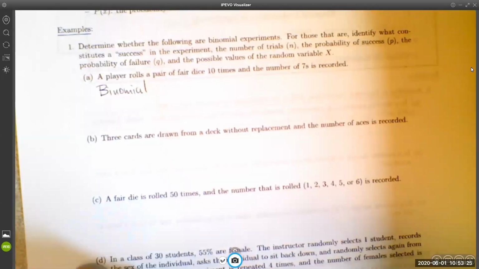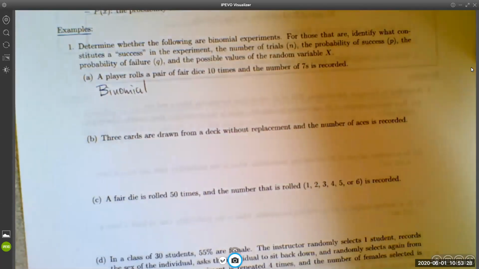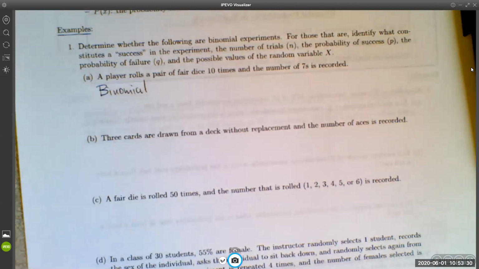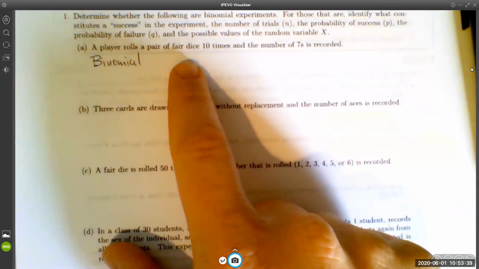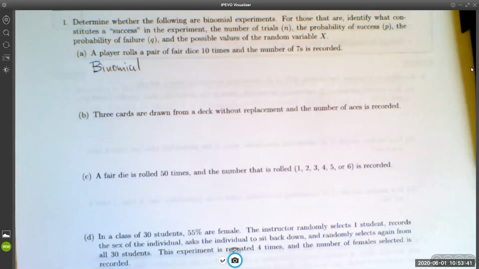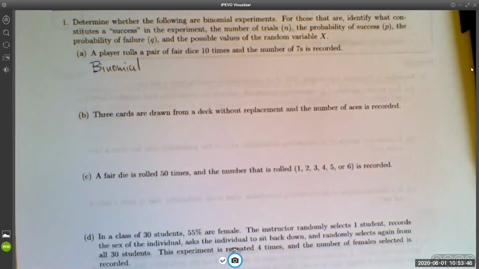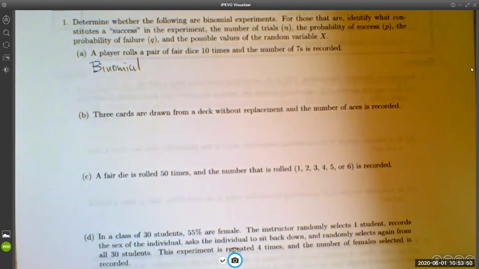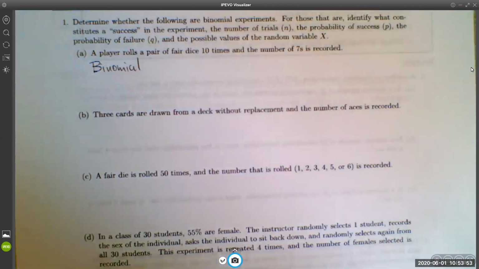When they say the number of 7s, what they mean is, obviously a typical 6-sided die only has 1 through 6 on it. But when they say 7, they're talking about you roll the 2 dice and then you add up the numbers. If the sum is 7, then that's considered success, right? If the number is anything else, if the sum is 8 or 4 or whatever, then that's considered failure.